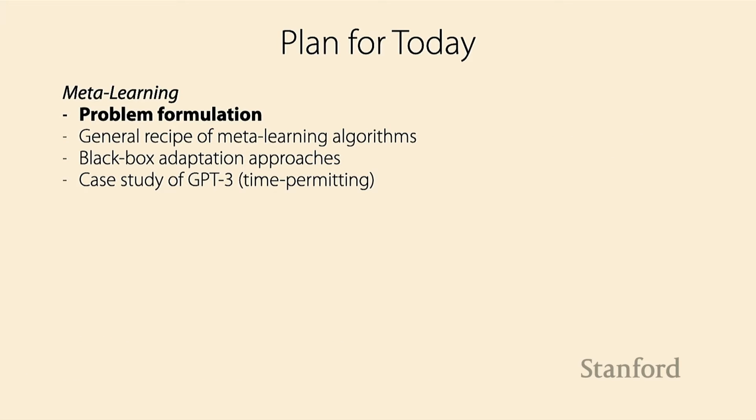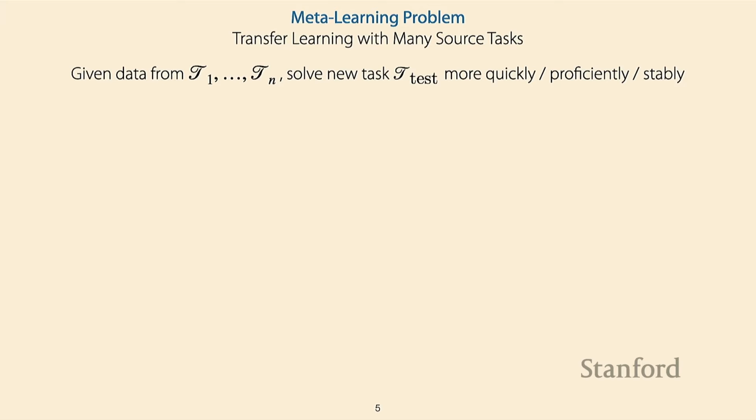Cool. So let's get into a little bit of the recap. So on Monday, we talked about the meta-learning problem, where our goal was that we were given some data from some set of tasks, and our goal was to solve a new task with less data at a higher level of accuracy or more stably. And in the context of this course, we'll mostly be considering trying to learn tasks more quickly, that is with less data than if we were training from scratch.